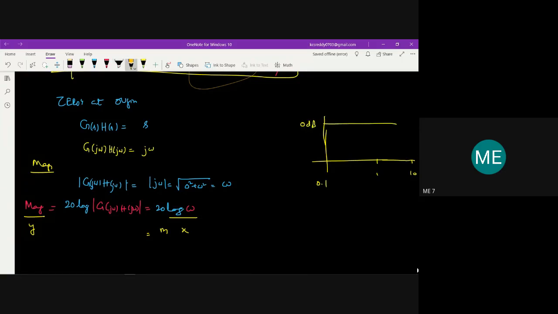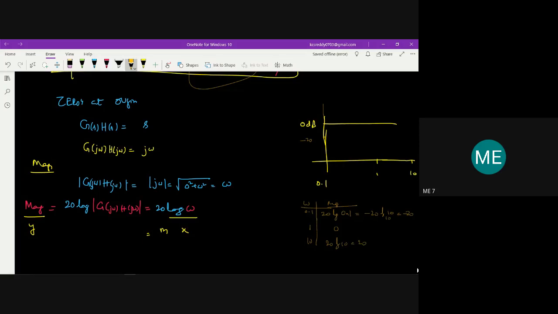And if I plot this for omega equal to 0.1, I'll be getting 20 log 0.1, which is equal to 20 log 10 to the power of minus 1. So minus 20 log 10 base 10, which is minus 20 units. So I'm going to get minus 20 dB here, below 0 dB. Then at 1 it will become 0. At 10 it will become 20 log 10, which is equal to 20.